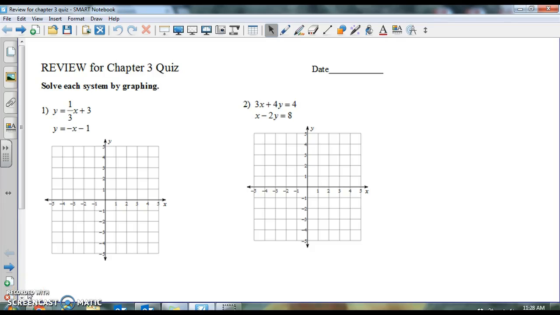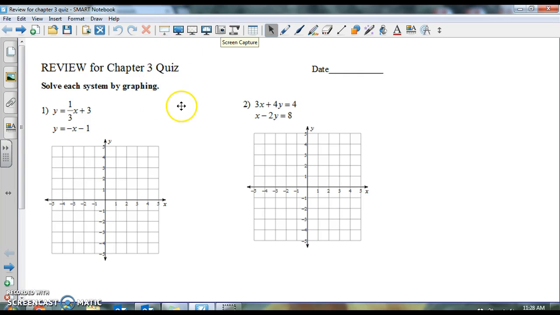Okay guys, this is a review for your quiz. So I'm going to do part of it with you, and then you're going to have to finish it up on your own or in groups, and then you'll go over the answers with the sub, and then you guys will take your quiz, okay? So we're going to start with numbers 1 and 2.